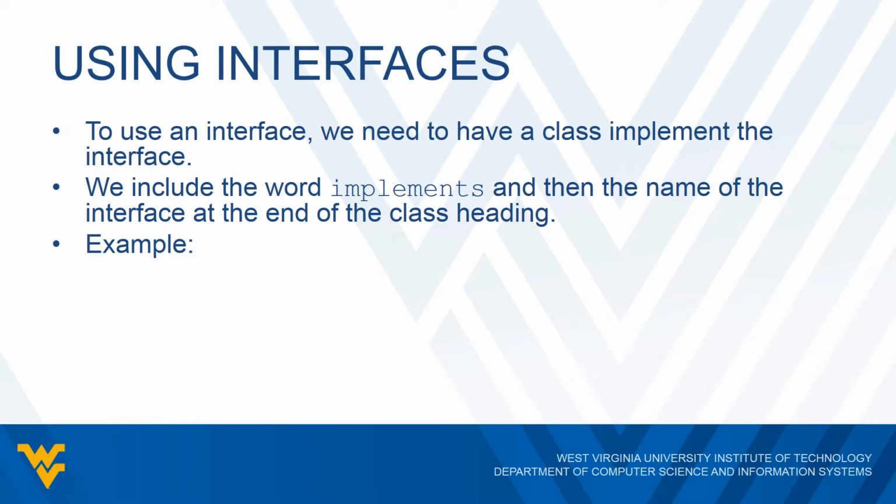Let's say we use our animal interface from earlier, and I want to implement a mammal class that would have everything from the animal interface. So I can say public class mammal implements animal. So it looks like the same approach as how we would inherit a class, except we use implements instead of extends, and then the name of the interface instead of the name of some class.